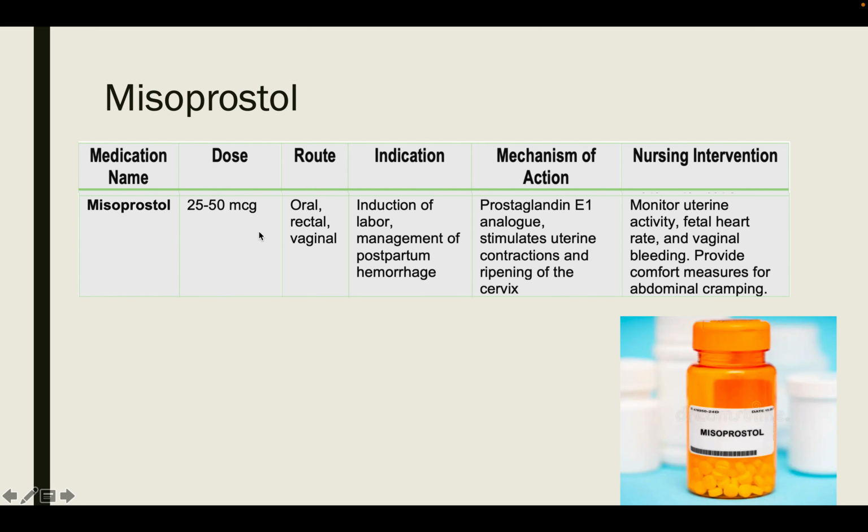As you can see, the doses are in micrograms. Each dose will be different depending on the hospital policies. This medication should be given in cycles. Different doses have to be given over a certain period of time, and according to that time, we have to monitor the uterine activity to see the influence of this medication on the uterine contraction.